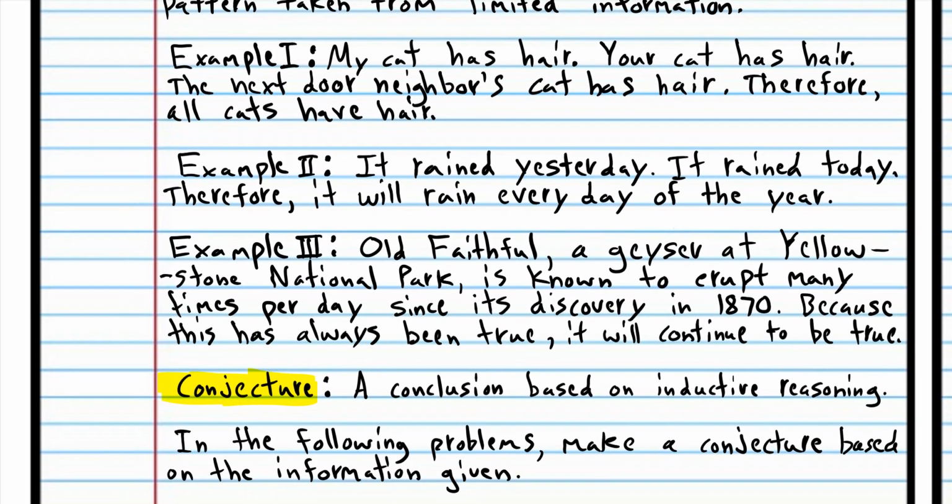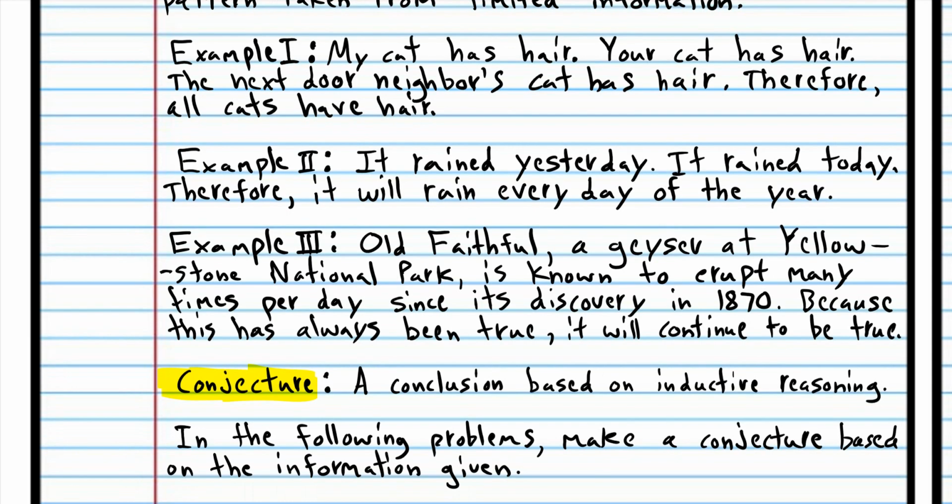Now let's give an example where our conclusion will be correct, or pretty much correct. Old Faithful, a geyser at Yellowstone National Park, is known to erupt many times per day since its discovery in 1870. Because this always has been true, it will continue to be true. So that's an example where the conclusion is a fairly good conclusion, because it is true that Old Faithful is still erupting many times per day, and it's been that way since its discovery in 1870.